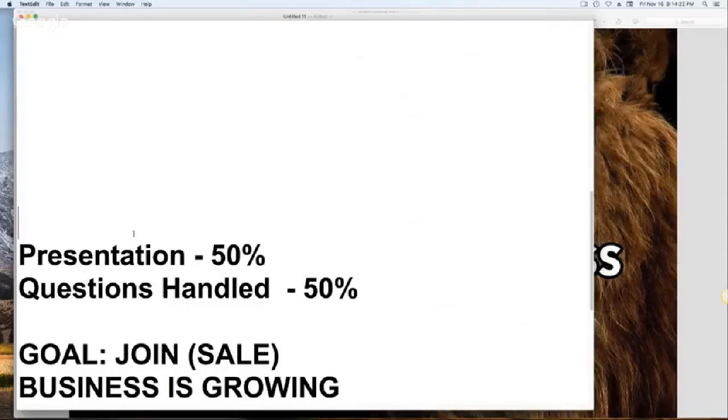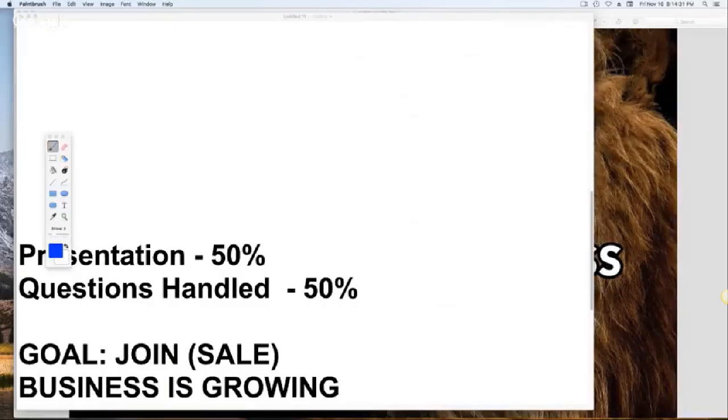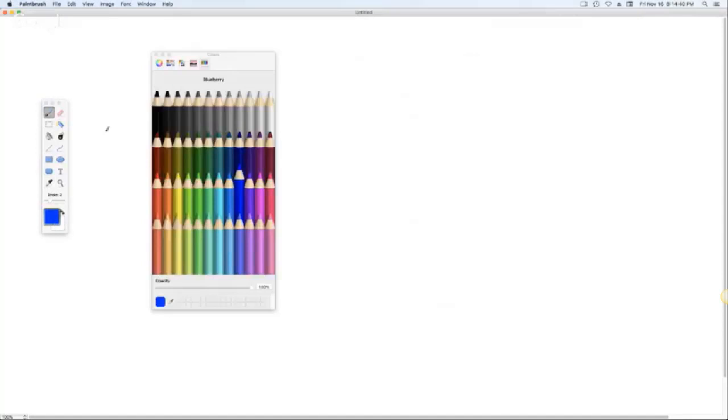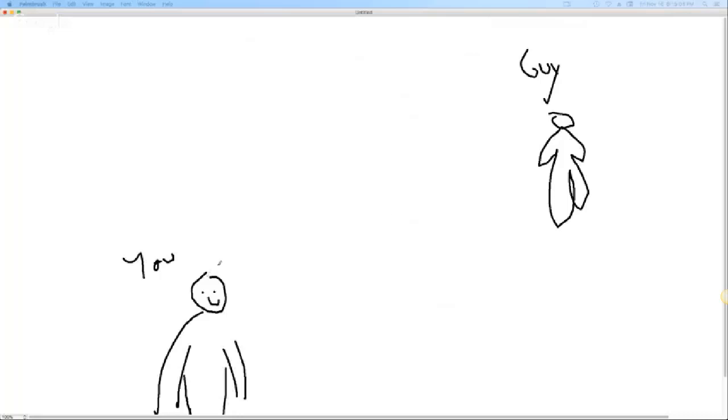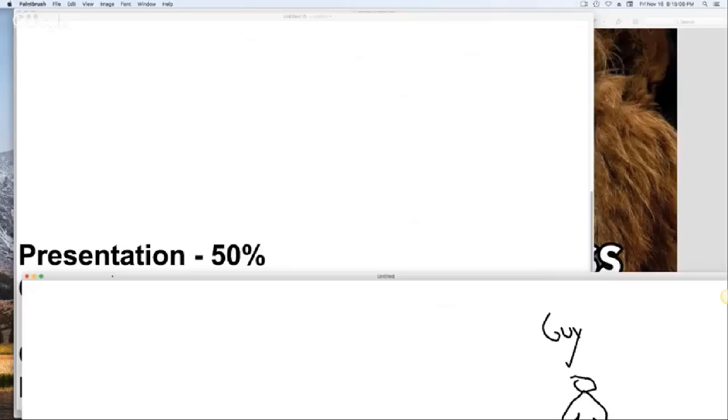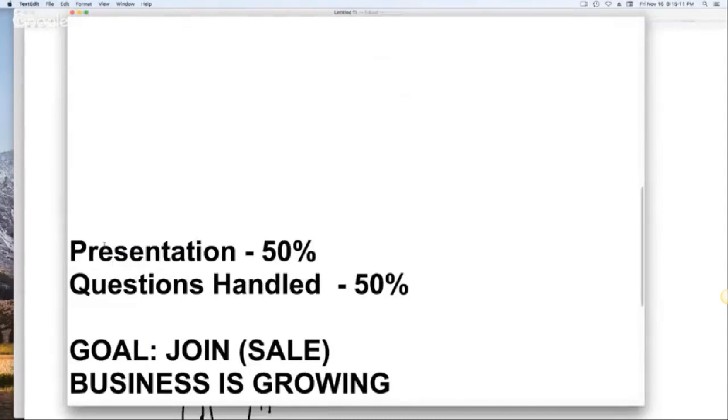Well, how are you going to get people through the presentation? How's that going to happen? Here, let's get real fancy with our high resolution, impressive mouse drawing artisticness. You got a guy, he's over here. Okay, this is Guy. And you're over here, and you got real long arms. You're happy today. Okay, and this is you. Well, how do we get that guy through the presentation?